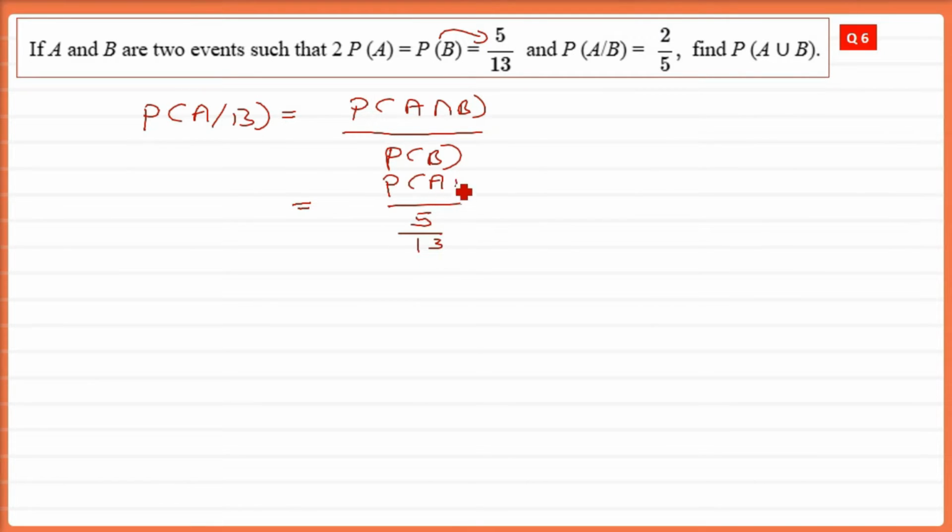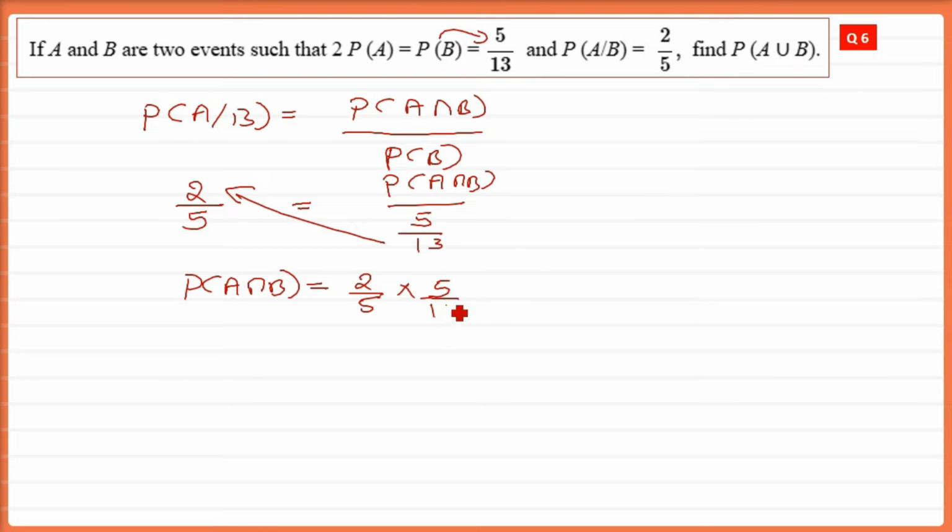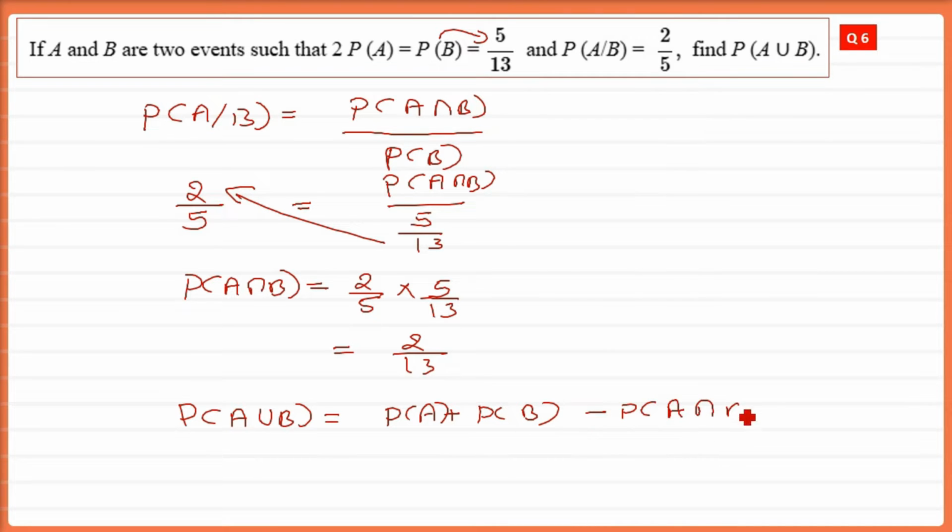That can be written in the denominator until we find out P(A intersection B). So this P(A intersection B) needs to be computed because P(A union B) also needs to be computed. But this P(A|B) is already given, which is 2 by 5. So multiply across. So P(A intersection B) comes to be 2 by 5 into 5 by 13. So this is 2 by 13. So P(A intersection B) we have achieved. Now the formula which I was telling in the beginning: P(A union B) is equal to P(A) plus P(B) minus the intersection one, A intersection B.